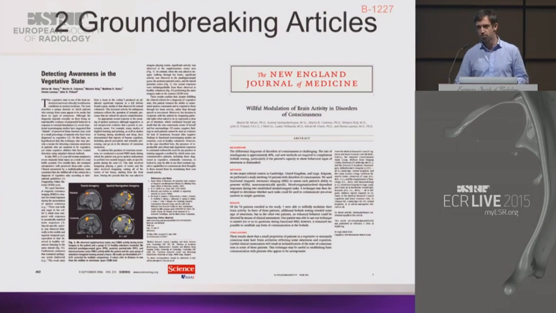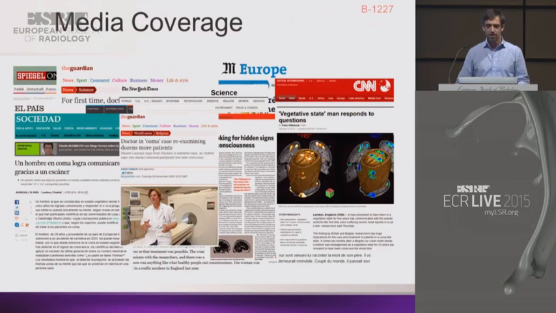Functional MRI: you probably saw two groundbreaking articles that the Coma Science Group published in 2006 and 2007 in Science and the New England Journal of Medicine, where they showed some evidence of awareness in patients who were thought to be vegetative. We had huge media coverage, Steven Laureys becoming not only one of the most well-known clinicians and researchers in the field, but also some kind of TV star.